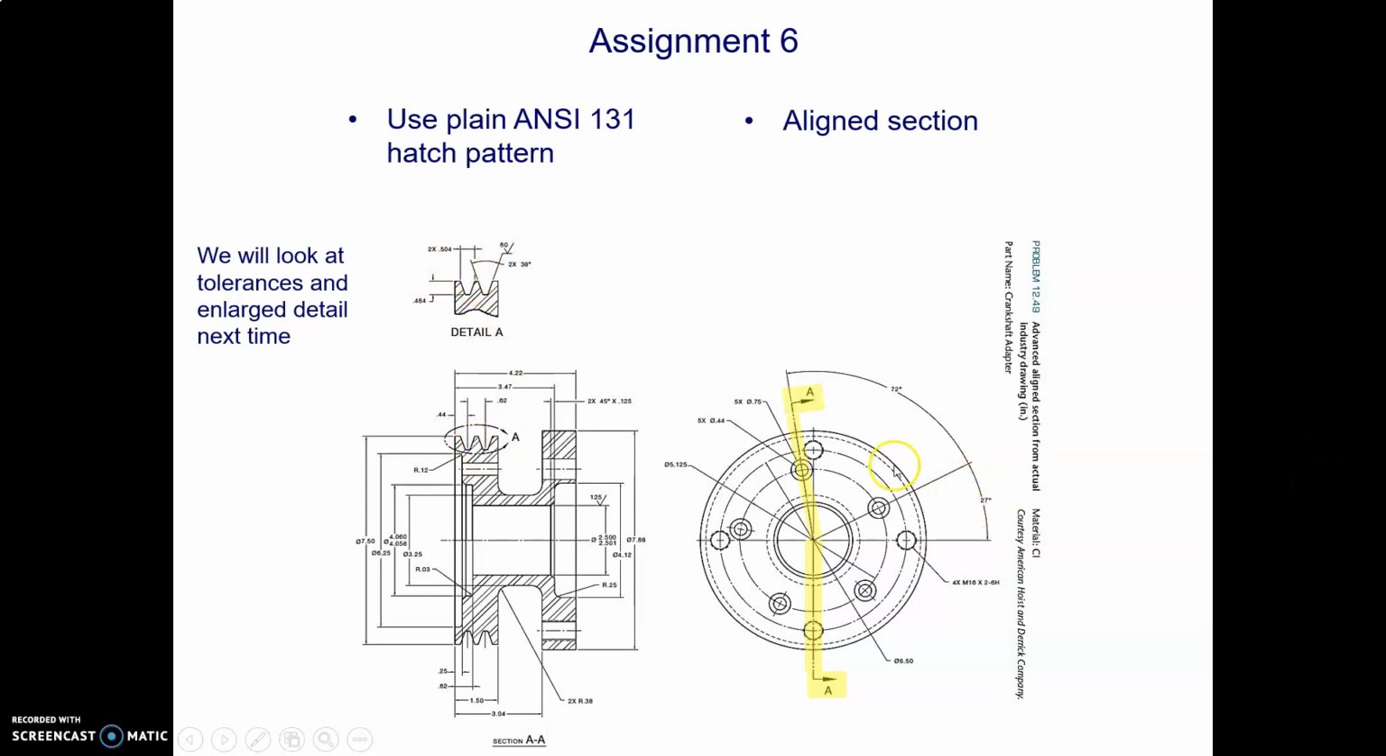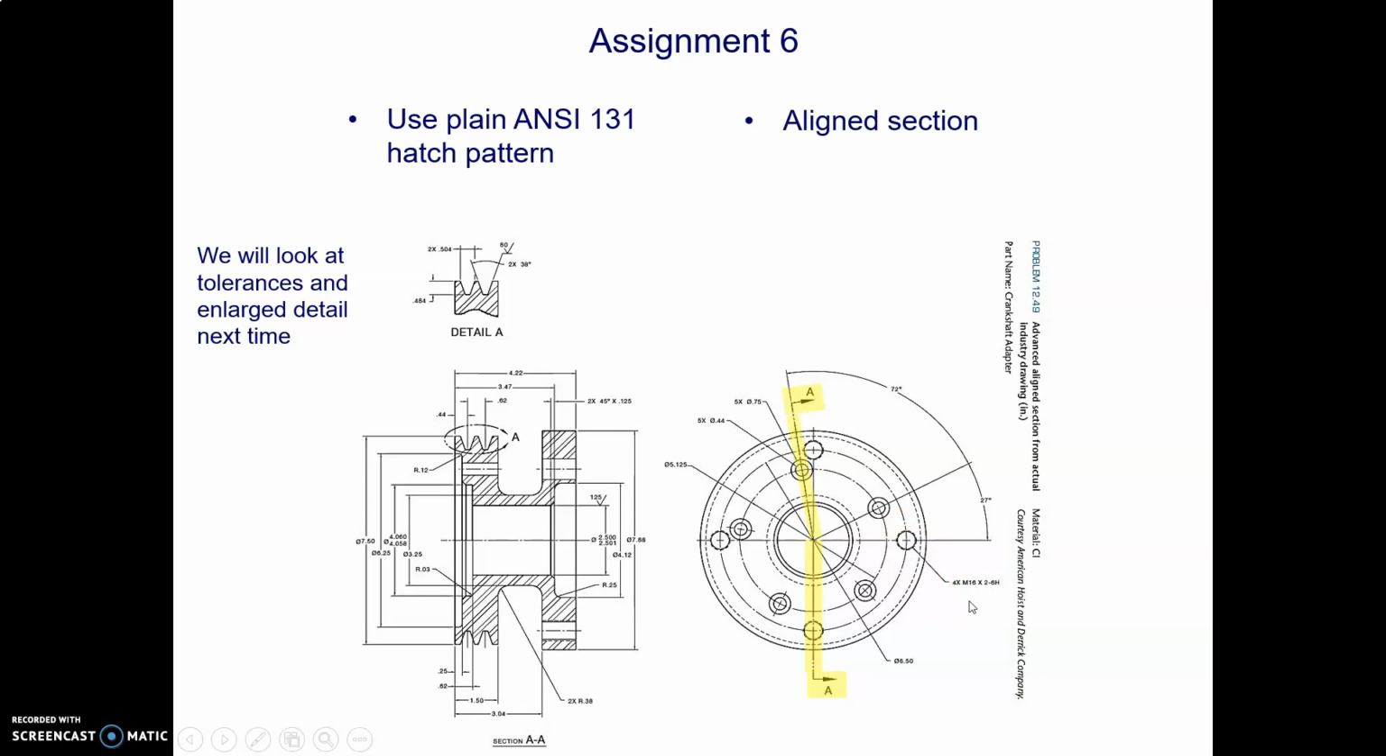And we're going to do an aligned section, which I've highlighted in yellow here, where we have a cutting plane line at an angle, and that shows the reader what we're showing over here. So a bunch of stuff going on here. Let's see, one other thing to point out is the threaded holes. There are 4 threaded holes. Note the hidden lines around the outside of those circles representing threads.